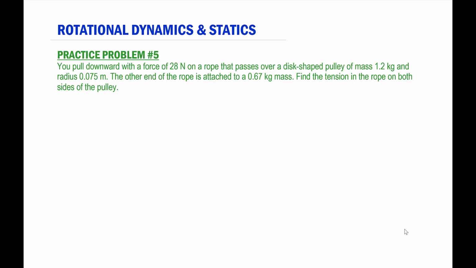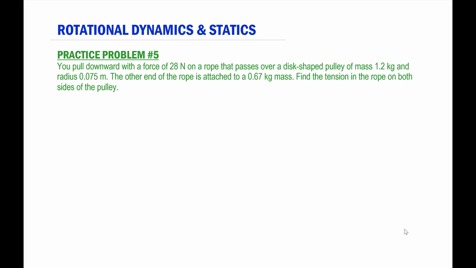In this question, you pull downward with a force of 28 newtons on a rope that passes over a disc-shaped pulley of mass 1.2 kilograms and radius 0.075 meters. The other end of the rope is attached to a 0.67 kilogram mass. We want to find the tension in the rope on both sides of the pulley.